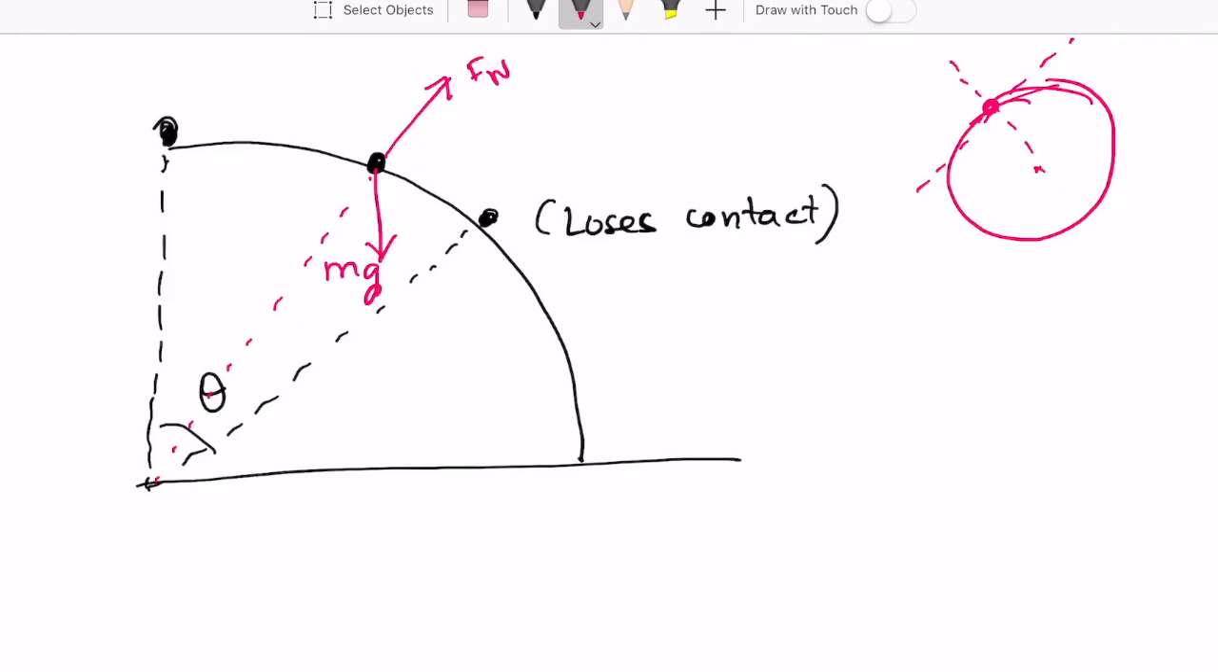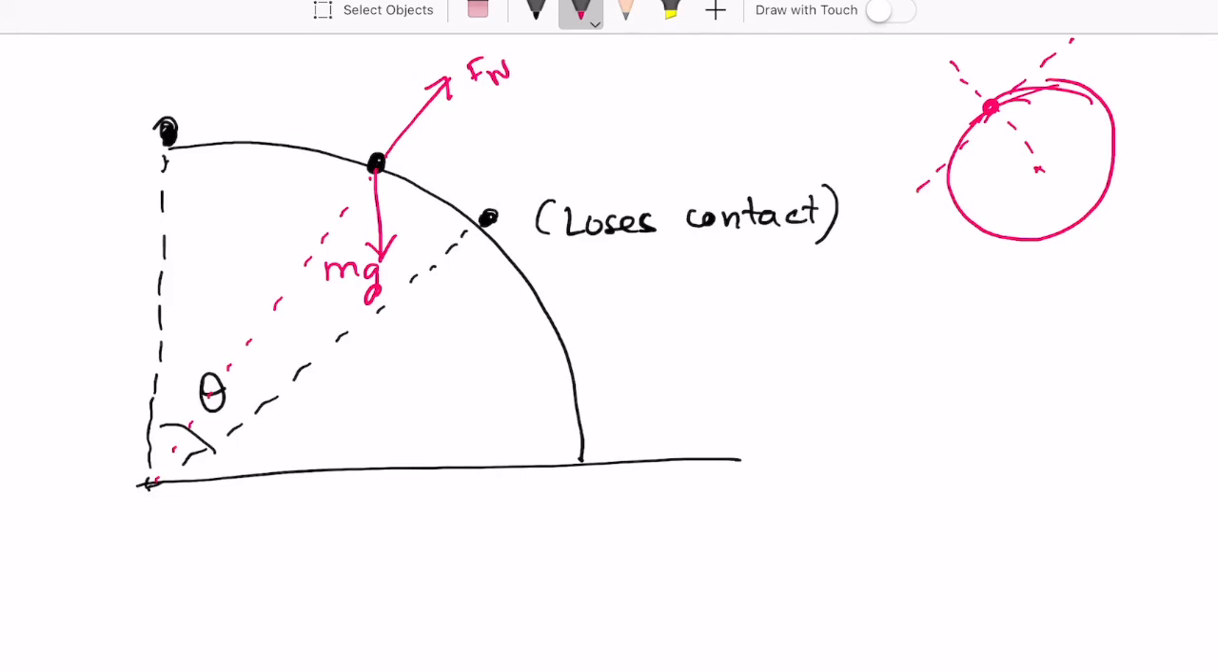This should have been clarified in chapter 5. So you might have heard about this in chapter 5. So that's what we're going to do here. We are going to break up the forces. We are going to choose an axis in the radial direction and an axis in the tangential direction. And we're going to break up the forces along those axes.